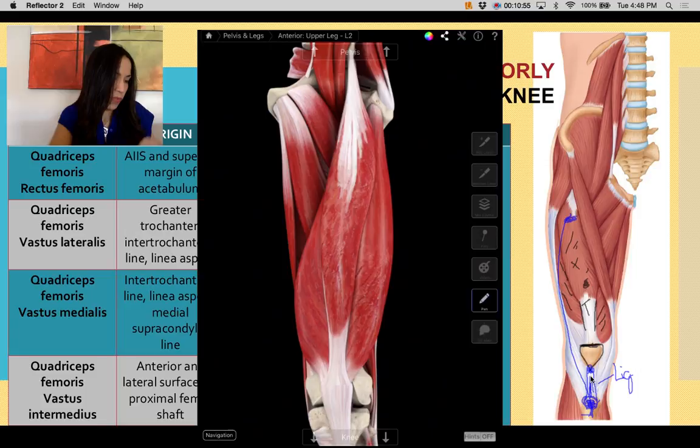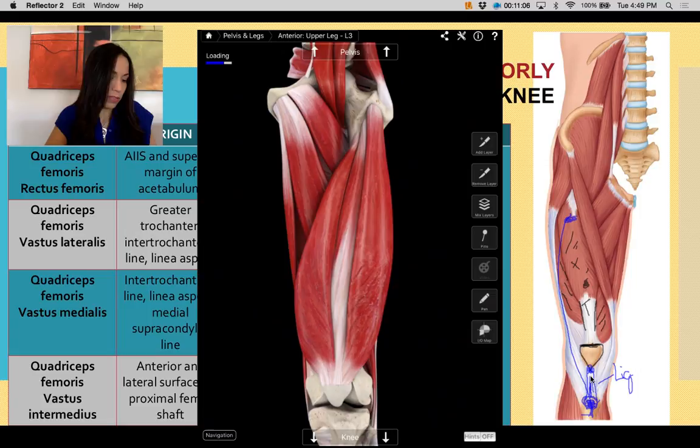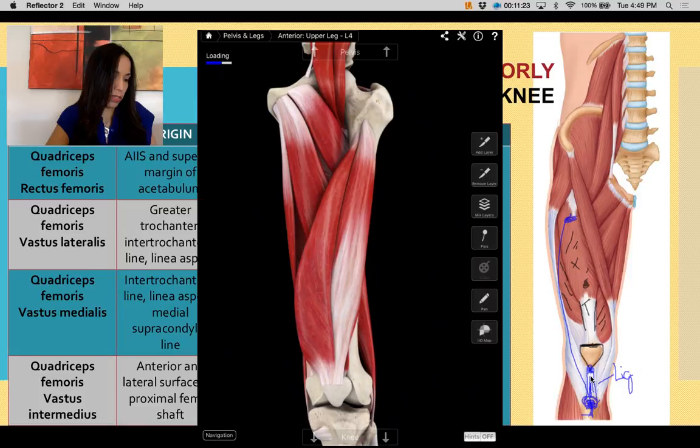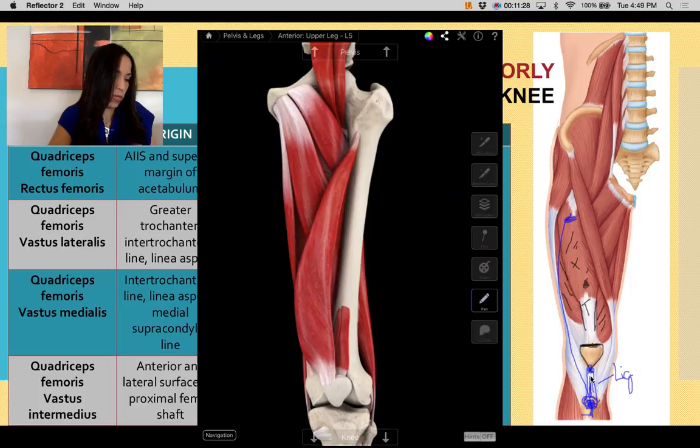And I want to show you, look here how the rectus femoris originates up there on the hip bone, on the anterior inferior iliac spine. The rest of them originate somewhere on the femur. This is on the greater trochanter, this is the lateralis, this is the intertrochanteric line, and I can still see a little bit of the intermedius. I'm going to remove one more. Oh, this one is the vastus medialis.